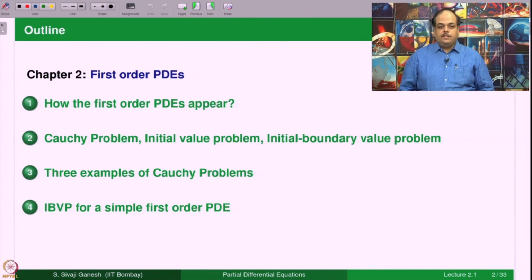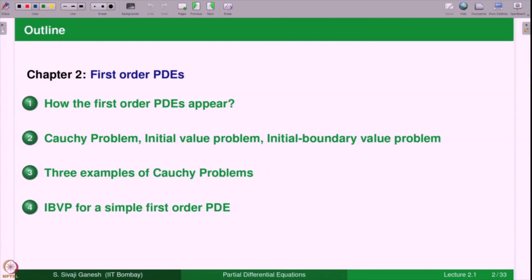And then we define these terms, Cauchy problem, initial value problem, initial boundary value problem for first order PDEs. We look at three examples which suggest to us what can happen to a Cauchy problem in terms of existence of solutions and uniqueness. And then we look at a simple first order PDE for which we consider an IBVP, that is initial boundary value problem, and we study what are the possibilities there.